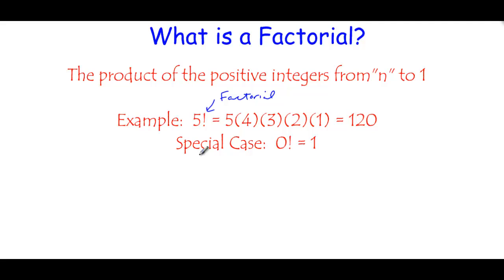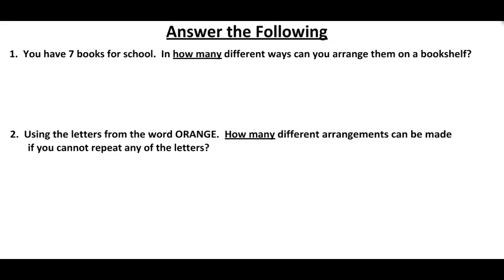We do have a special case, though, of 0 factorial. If you ever see 0 factorial, that is actually equal to 1. There's one way to do nothing. You don't do it. So let's go through some examples.